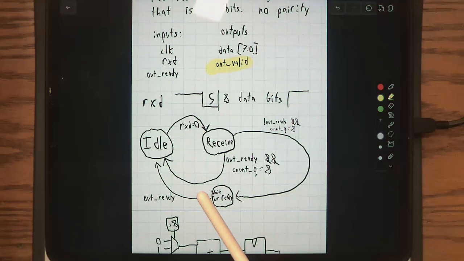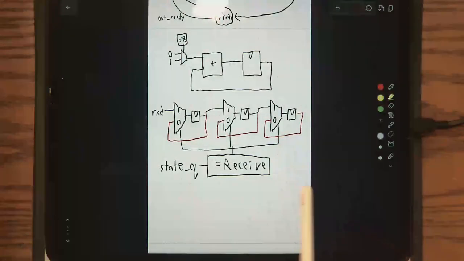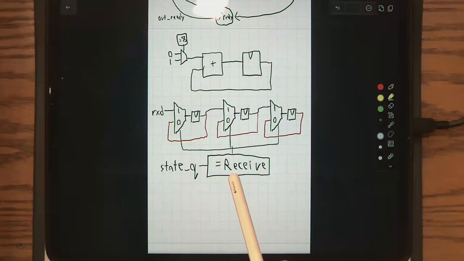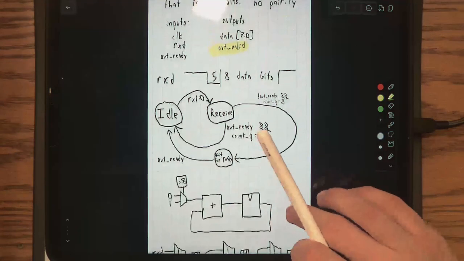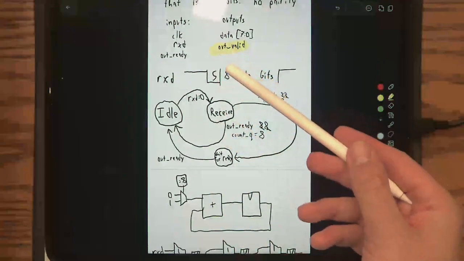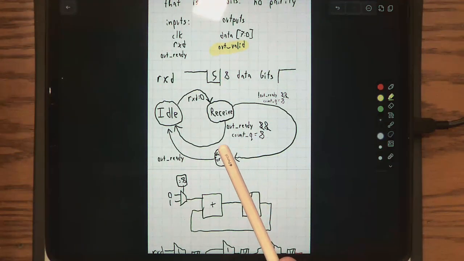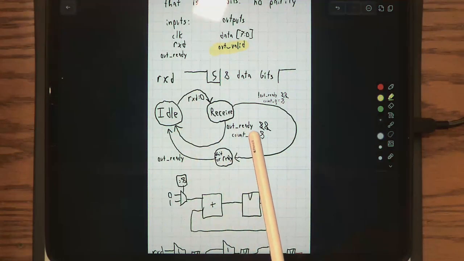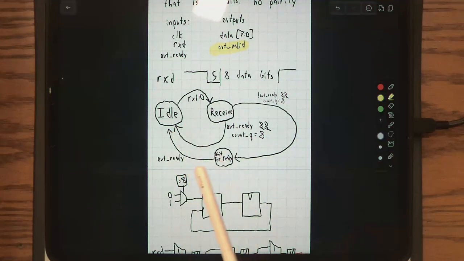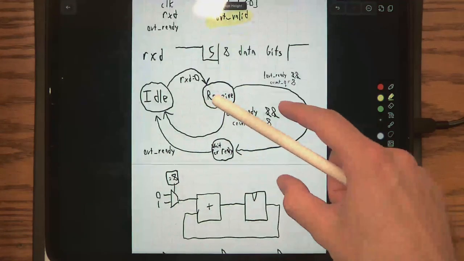So when count Q equals 8, that means that our shift register is currently filled up. It's currently good. So I would say the most important thing is out valid is when count Q equals 8. But then maybe also, when we transition back to idle, now we reset the counter. So there's maybe 2 things happening here.